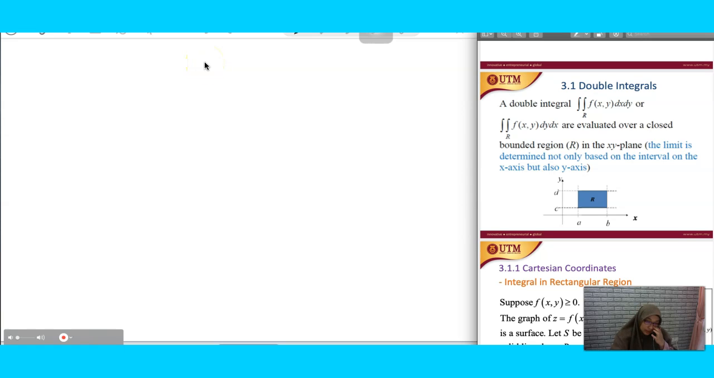Okay, so to start with, understanding the double integral. So what does the double integral in general look like? We have the double integral of a two-variable function, where there is dA and then there is R there.